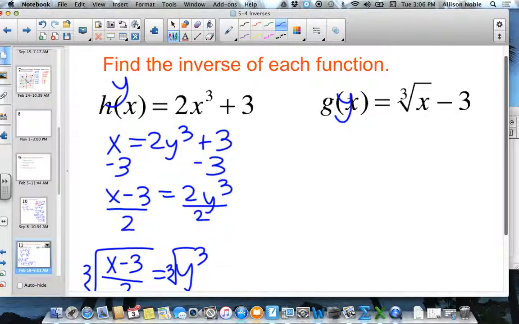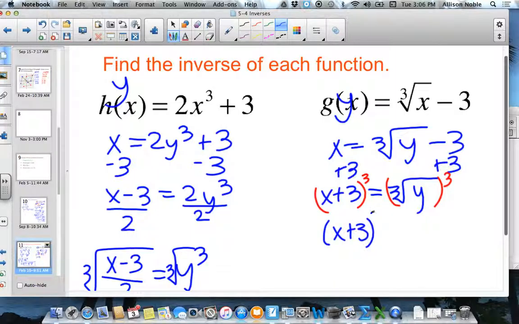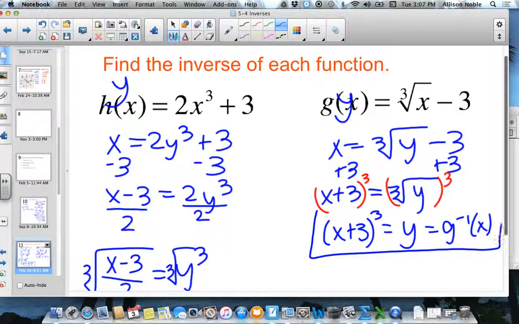So this is really y, which then becomes x is equal to the cube root of y minus 3. Add 3 to both sides. x plus 3 is equal to the cube root of y. And then to get rid of a cube root, you cube both sides. The cube undoes the cube root, leaving you with x plus 3 cubed is equal to y, or g negative 1 of x. You do not need to expand that function.